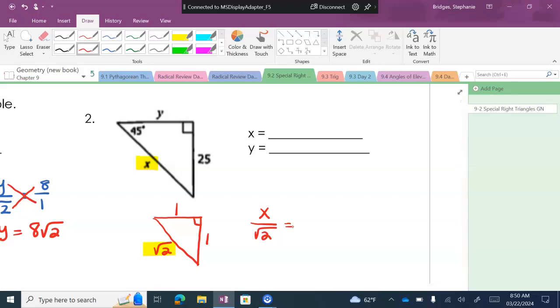Go back to my original picture. What's the only other side length that I know? 25. And what is in the same place as 25 in my reference triangle? 1. Cross multiply and solve that one for x, please.